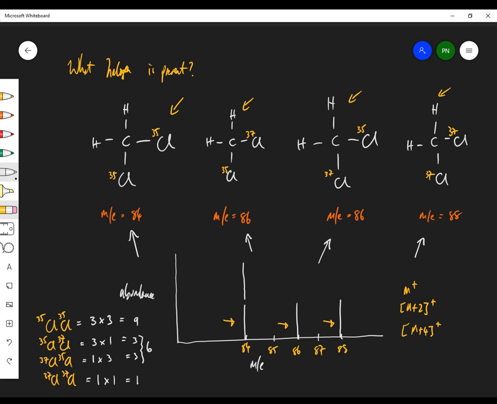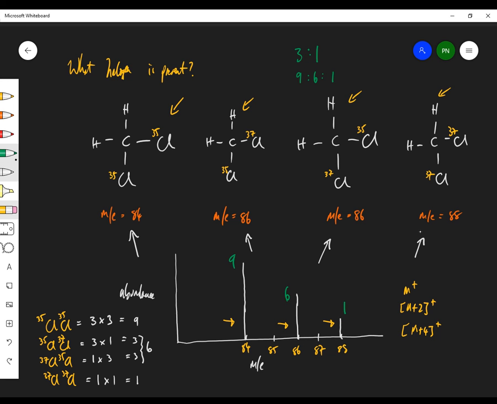So we get a ratio of 9 to 6 to 1. This is if there are two chlorines in it. If there's one chlorine, it's 3 to 1. If there's two, you get 9 to 6 to 1. I hope you mathematicians are okay with that.